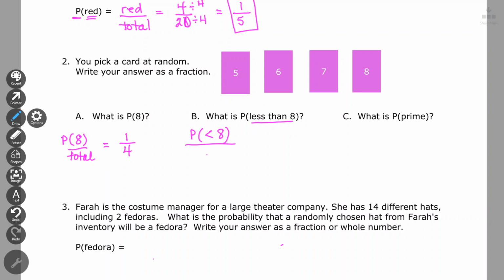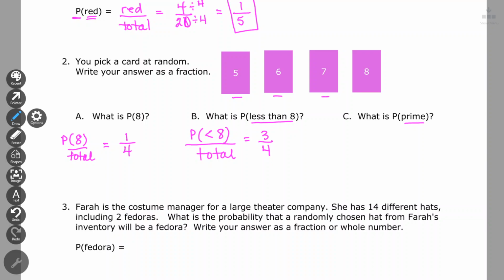So you take the number of cards less than 8 over the total number of cards. So, what is less than 8? Well, 7, 6, and 5 are all less than 8. So there are 3 cards that are less than 8, and there are 4 total cards. So 3 cards less than 8 and 4 total cards would give us the answer of 3/4. Now, C, what is the probability that you will choose a prime number?